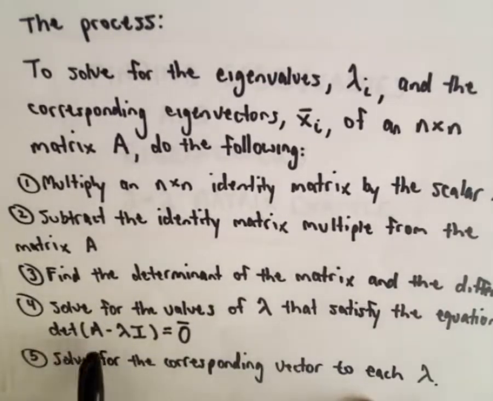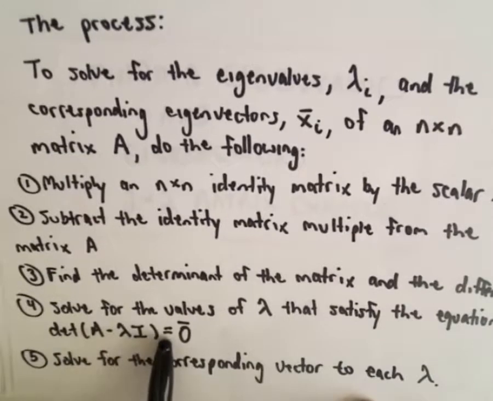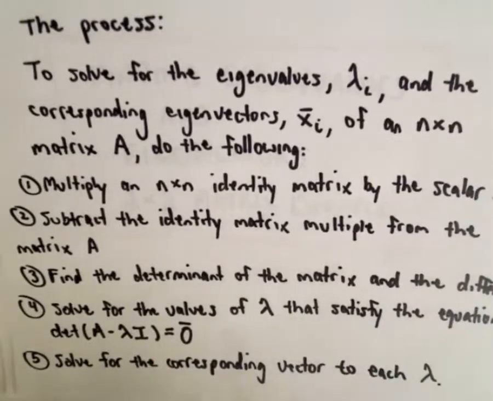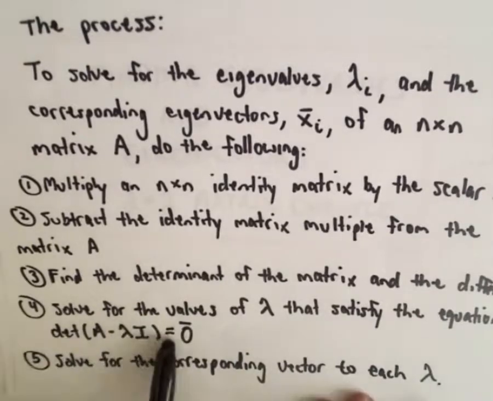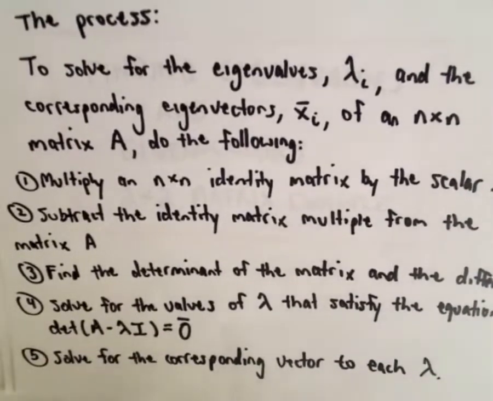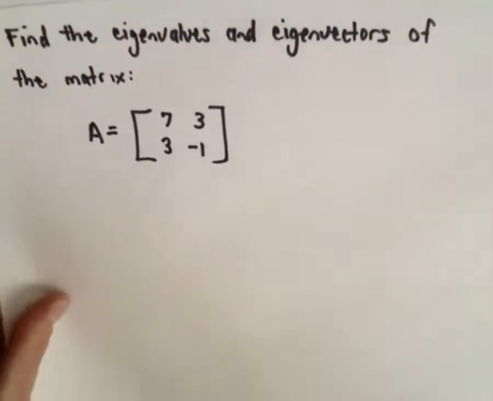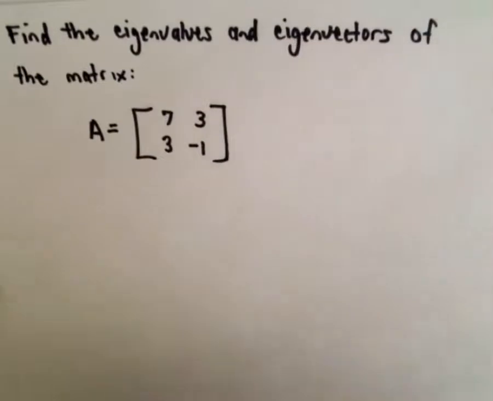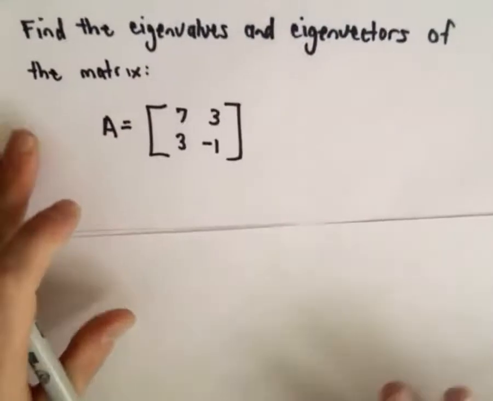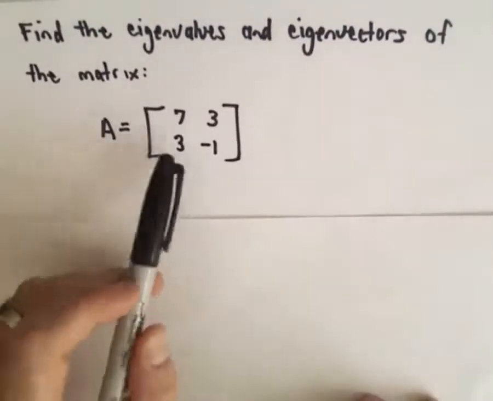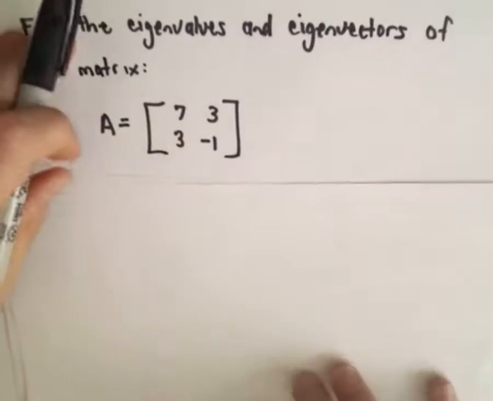We look at the determinant of A minus lambda times the identity matrix equals 0. So again, once you find the determinant, you set it equal to 0 and solve. And then we're going to solve for the corresponding vector to each lambda. So let's do that here. So a few steps, but we should be able to go through it relatively quickly. So just to write everything down, we're going to find the eigenvalues and eigenvectors of the matrix A with entries 7, 3, 3, negative 1.